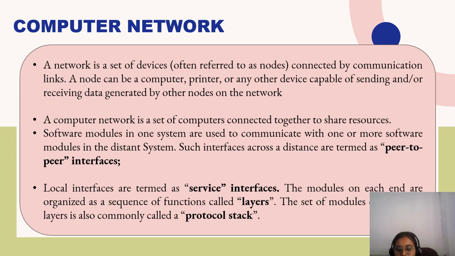So, computer network. A network is a set of devices, often referred to as nodes, connected by a communication link. A node can be a computer, printer, or any other device capable of sending and/or receiving data generated by other nodes on the network. And a computer network is a set of computers connected together to share resources.